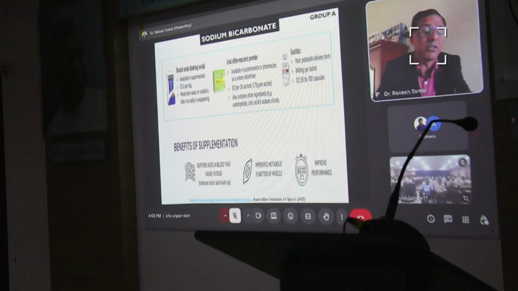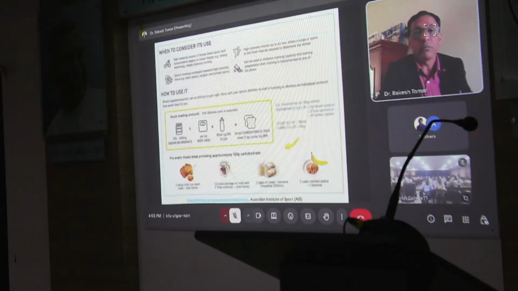So this is the main, and we all know, all the sports science graduates, we were brought up studying this word, very common, lactic acid, right? So it reduces the lactic acid buildup, and that's what you want when you are training and when you are competing. So it improves the metabolic function of a muscle, and that's why it improves your performance.